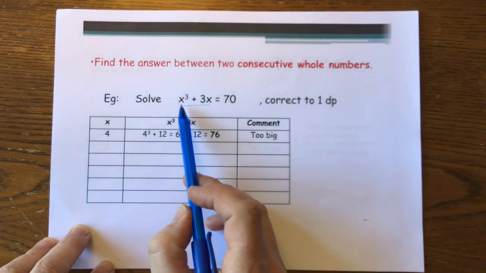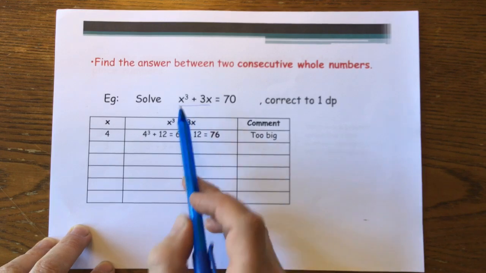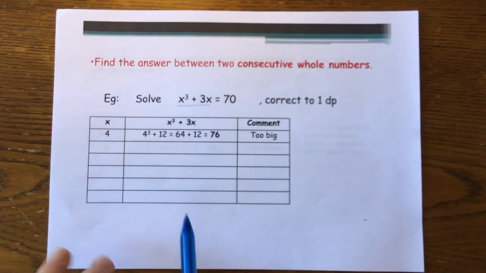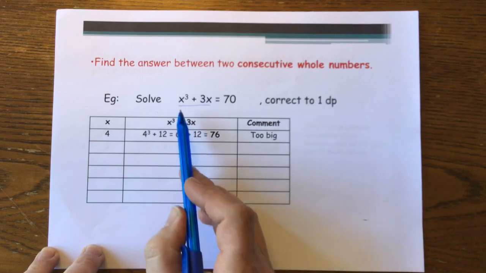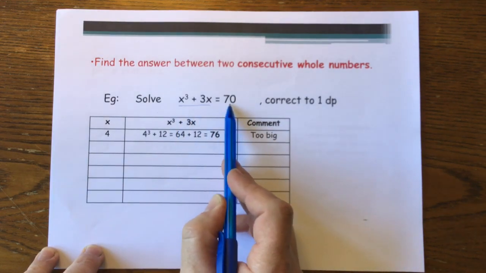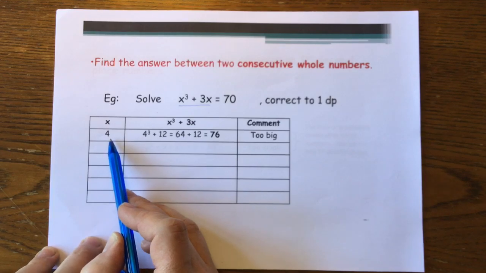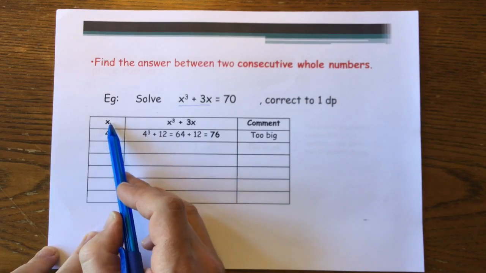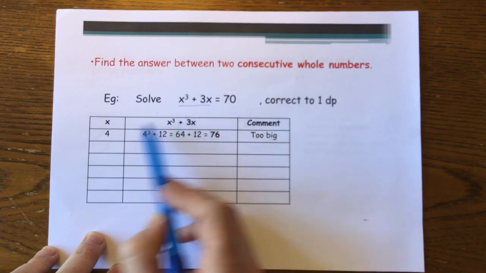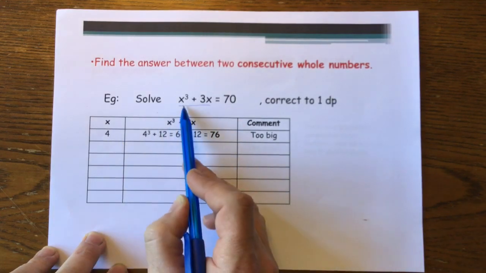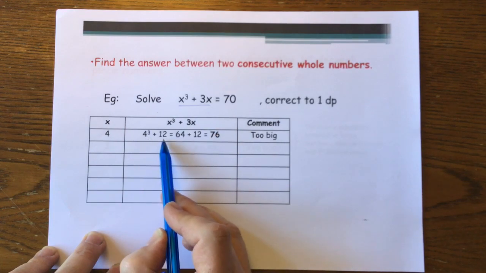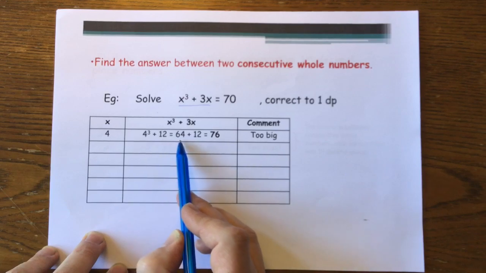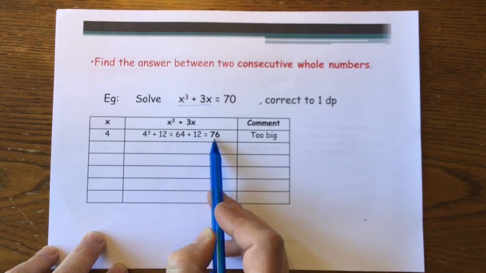Now, in this one here, I know 2 cubed is 8. I know 3 cubed is 27. I know 4 cubed is 64. So 64 is close to 70. So that's why I've picked 4 to start with here. So everywhere I see x in this equation, I'm going to write 4. So instead of x cubed plus 3x, I'm going to write 4 cubed plus 3 times 4, or 4 cubed plus 12. And that's equal to 64 plus 12, 76.